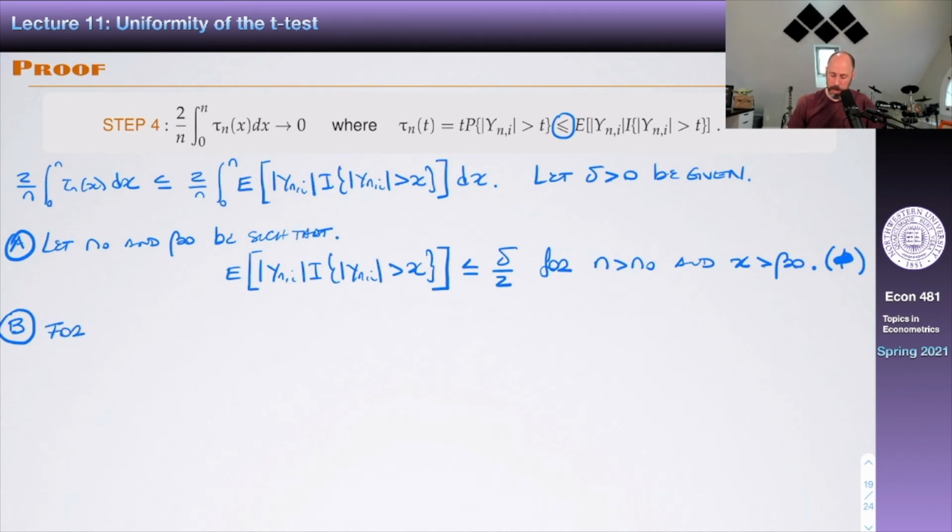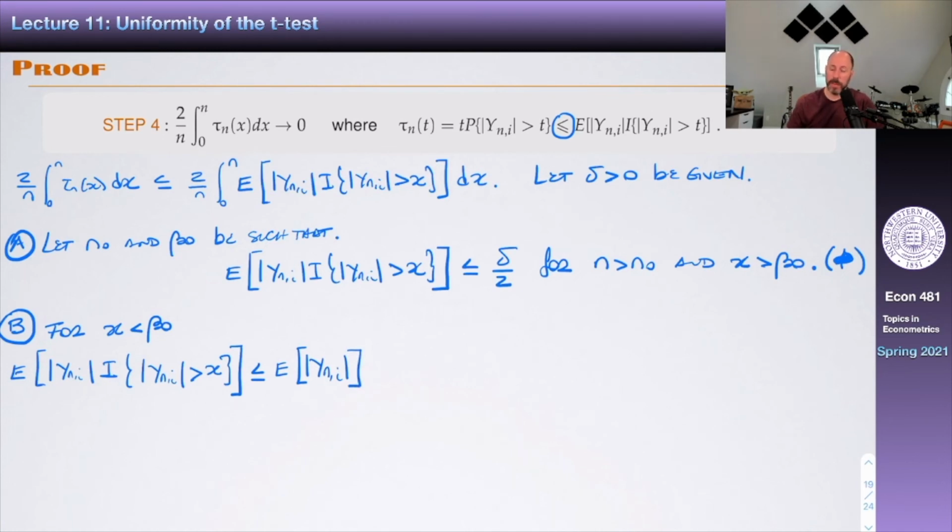for x less than beta naught, we have the following. Expected value of the absolute value of y n i times the indicator that y n i is greater than x. Well, this is less than or equal to the expected value of the absolute value of y, right? And so now I'm going to split it again, but using this value beta naught that we're saying.